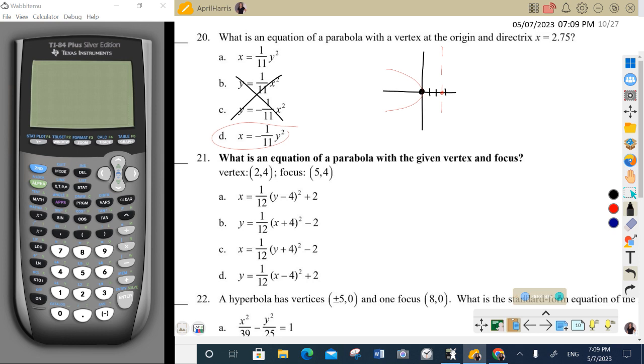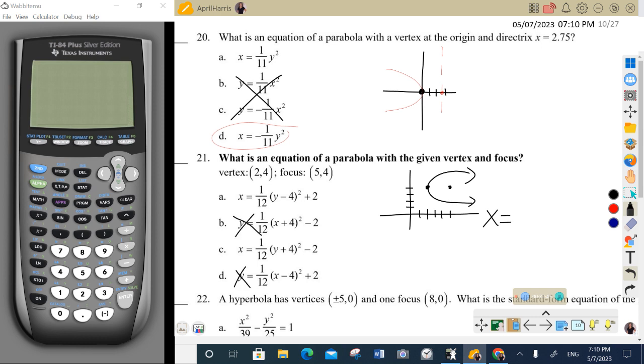Okay, number 21. It tells you the vertex is (2, 4) and the focus is (5, 4). You can't even start looking at the equations until you know what that looks like on a graph. So we're going to do a little rough sketch here. (2, 4) is right 2, up 4. That's my vertex. (5, 4), so right 5, let's see, 3, 4, 5. (5, 4) is the focus. It's on the inside of the parabola. So my parabola has to be doing this. So that tells me it's going to be x equals, not y.